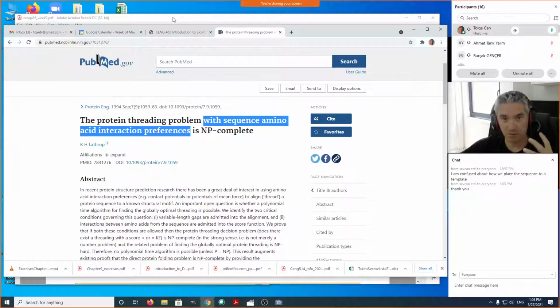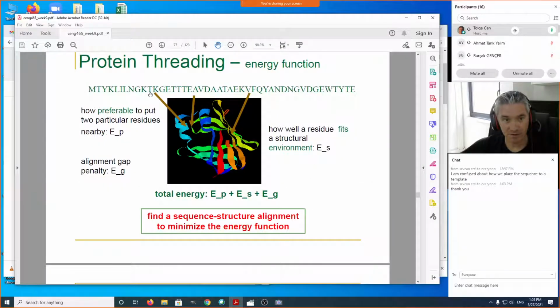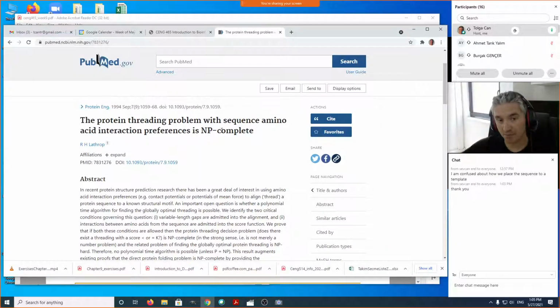This keyword should ring a bell. It's this one. Look at this example, K and A. K is interacting with A in three dimensions. So if you take this interaction preference into account, which means these are non-local interactions in sequence, then the combinatorial complexity really explodes and it becomes an NP-complete problem.